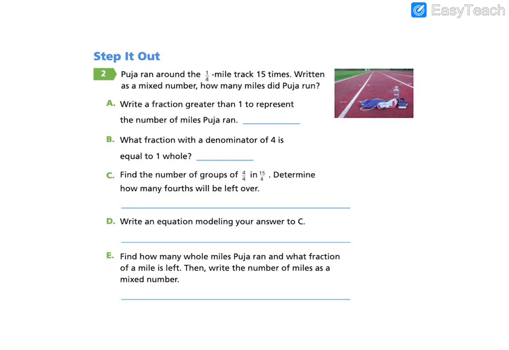Right, so number 2. Pooja ran around the 1/4 mile track 15 times. Written as a mixed number, how many miles did Pooja run? So first we need to write the fraction greater than 1 to represent the number of miles Pooja ran. If each lap is equal to 1/4 of a mile, and she ran that 15 times, we know she ran 15/4 miles.